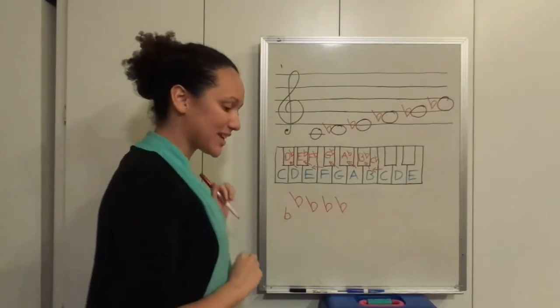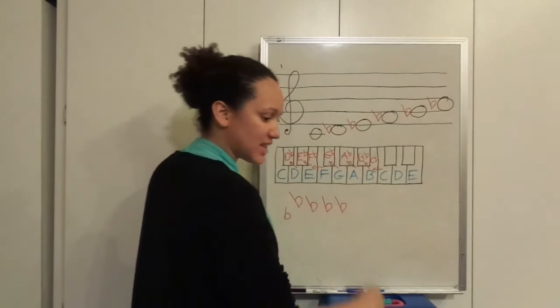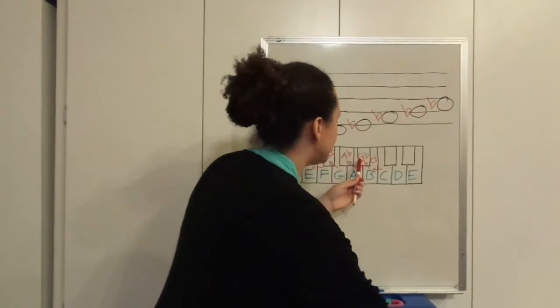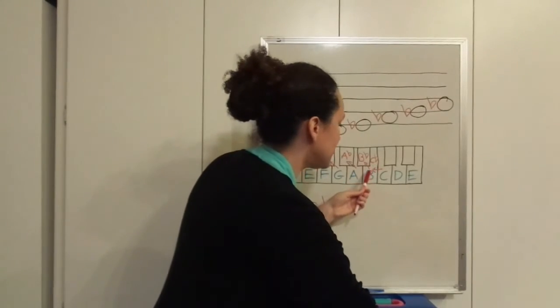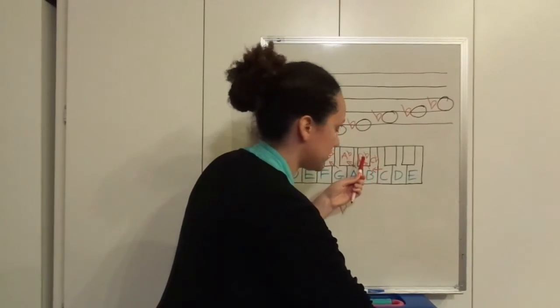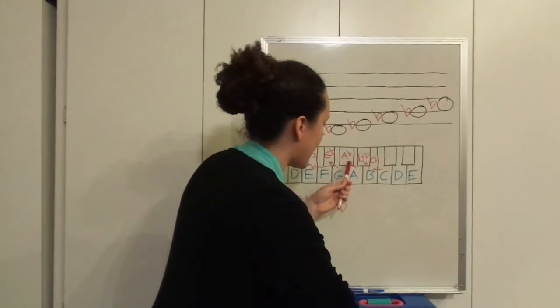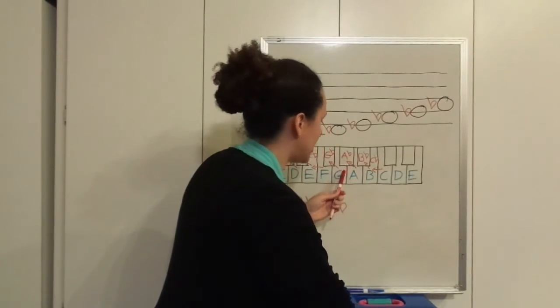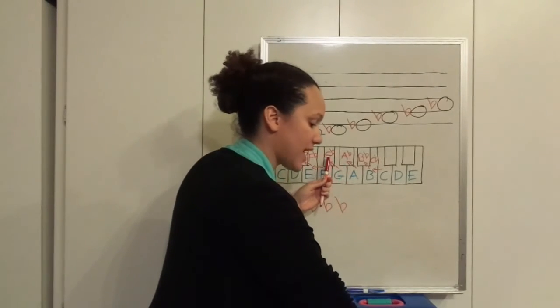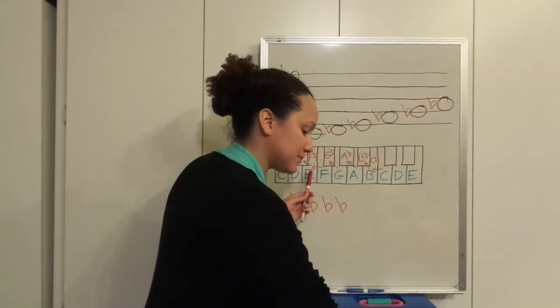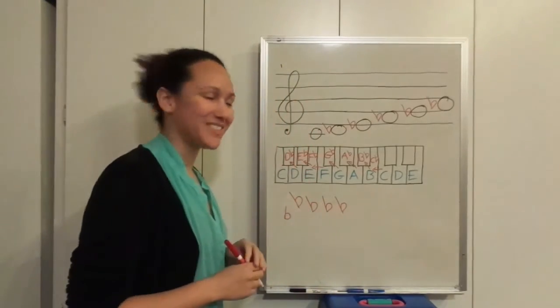Let's hear what that sounds like again. There's our C. Here's our C flat. Here's our B. B flat. Here's our A flat. G. G flat. F. And F flat. There we are.